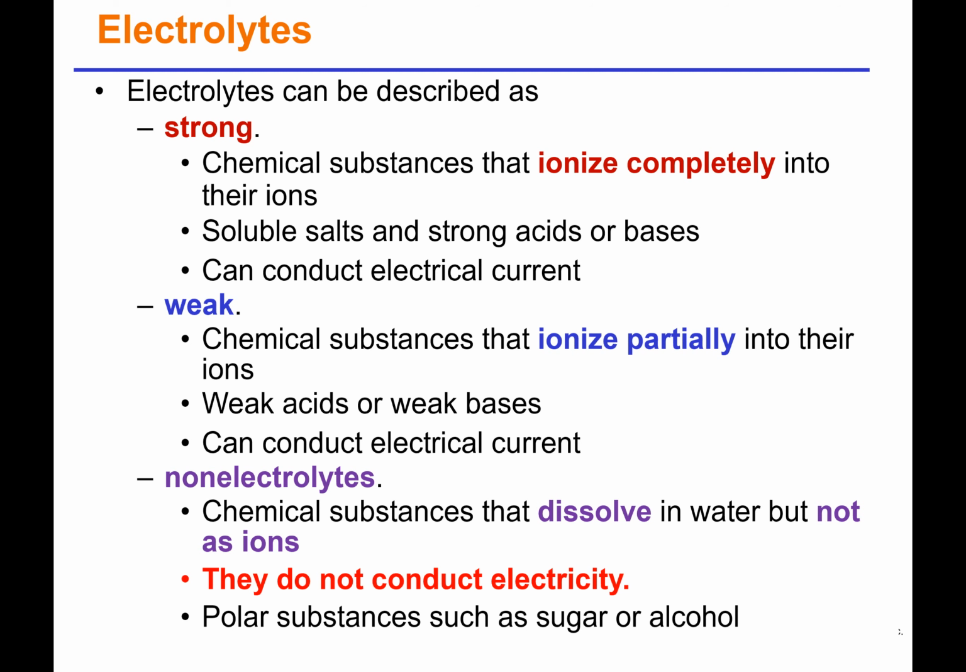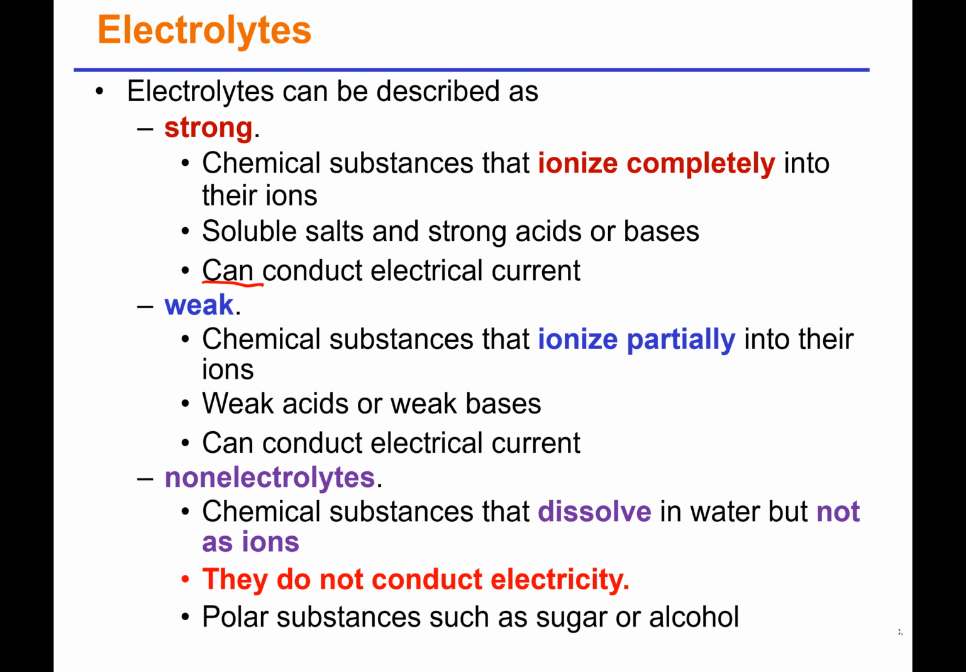So what about electrolytes? What exactly is an electrolyte? We can break them into three categories: strong, weak, and then we also have non-electrolytes. A strong electrolyte is a chemical substance that ionizes completely into its ions, something like sodium chloride, for instance. Examples of these would be soluble salts, strong acids, and strong bases. And one way to detect a strong electrolyte is that it can conduct electricity. It conducts electricity quite well.